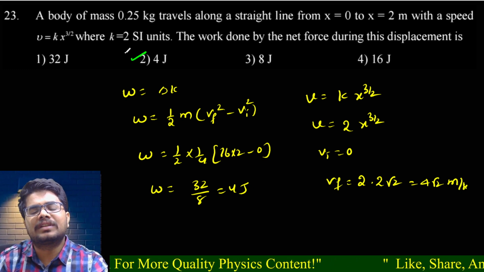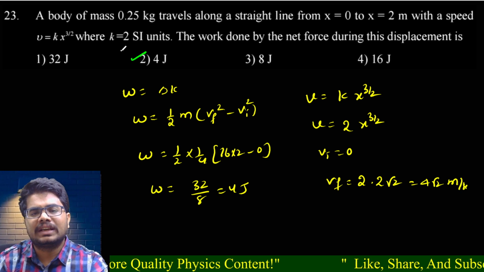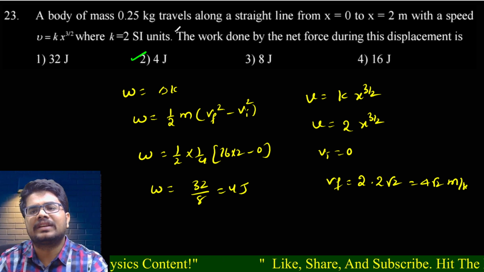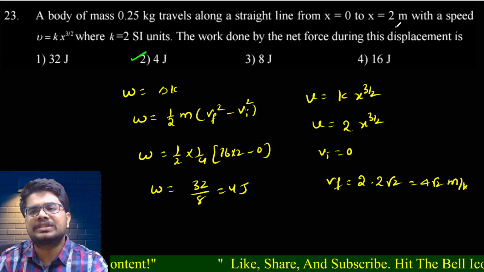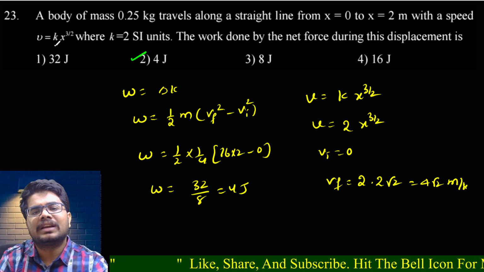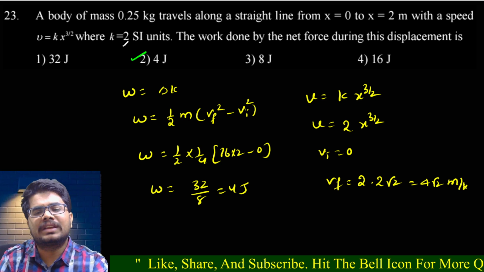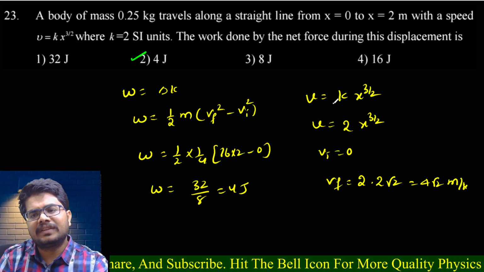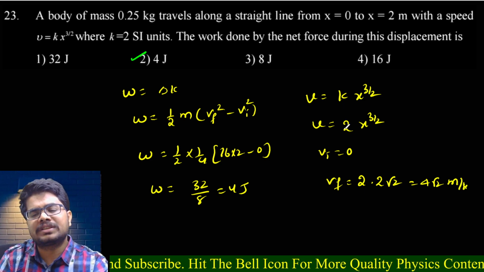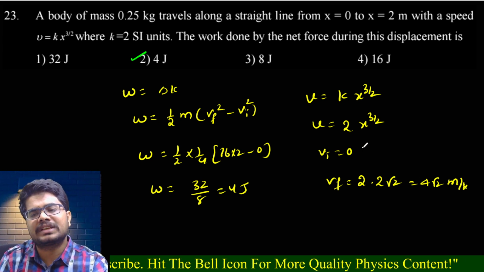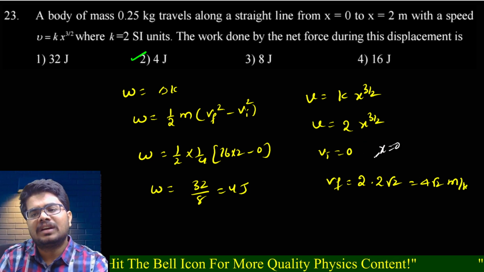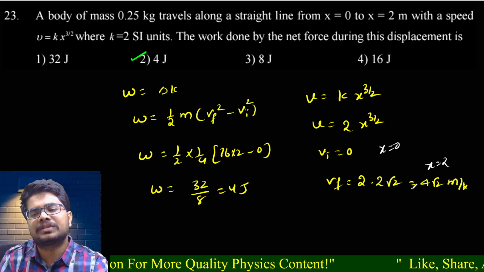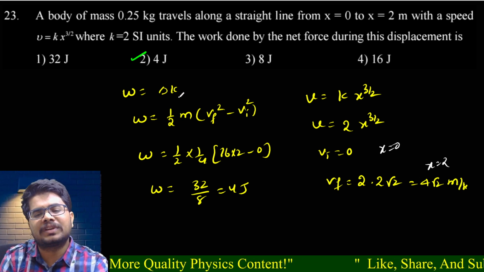See, this is basic work energy power, an easy level question only, we can take it. NCERT level only. A body of mass 0.25 kg, starting from x equal to 0 to x equal to 2 meter, with speed varying as k x to the power 3 by 2, where k is 2 in SI units. The work done by net force. So velocity they given k into x power 3 by 2. K value is 2, so 2 into x power 3 by 2. V initial means x value is 0, sir. V final means x value is 2, sir. Substitute that, we will get 2 into 2 power 3 by 2, which is 4 root 2.